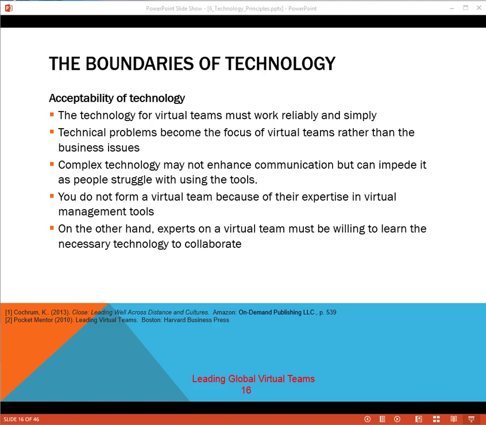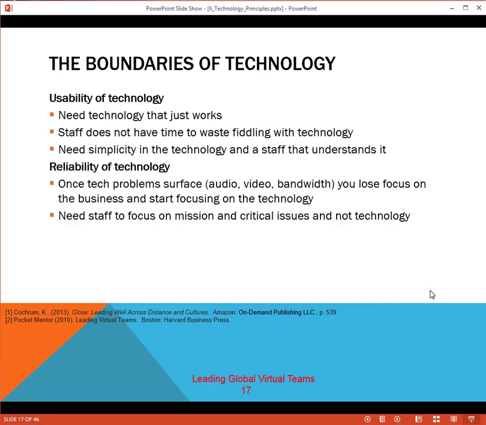If the untrained team took substantially longer, then it was back to the drawing board. The product had failed usability testing. It was not simple to use. So, usability of technology. Again, we need technology that just plain works. The staff does not have time to waste fiddling around with the technology. They need simplicity in the technology, and the team needs a staff that knows how to use it.